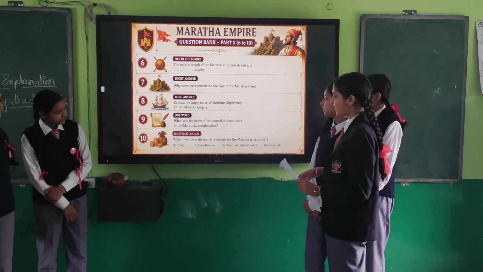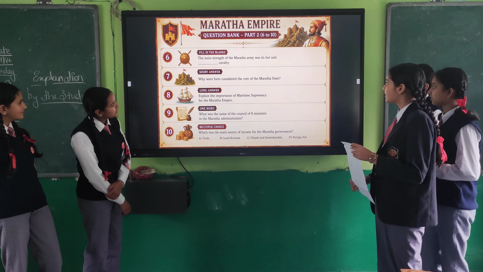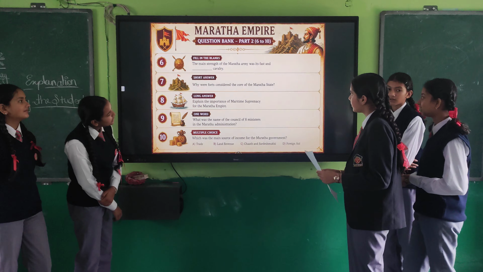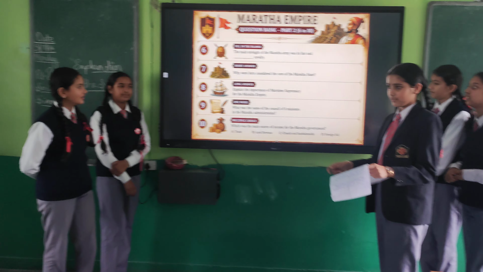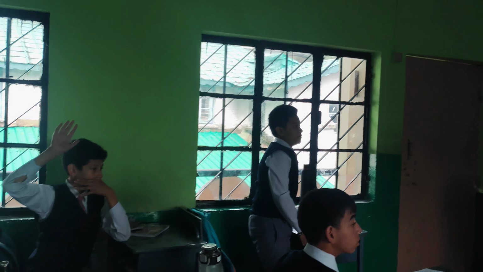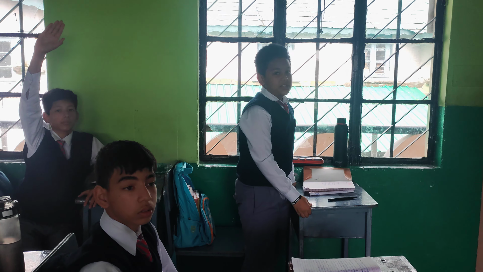Okay. Next question. Why were forts constructed? Considered the core of the Maratha state. Yes, Harshit. The forts were considered the core of the Maratha state because they helped in fighting many wars with the enemies like the Mughals and the British.